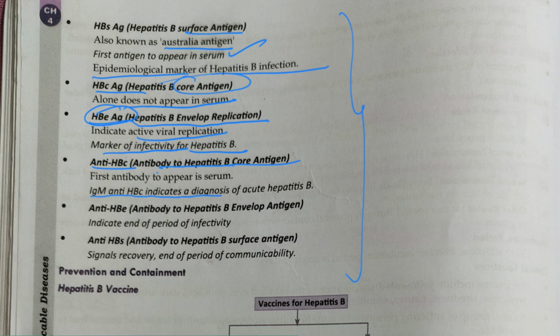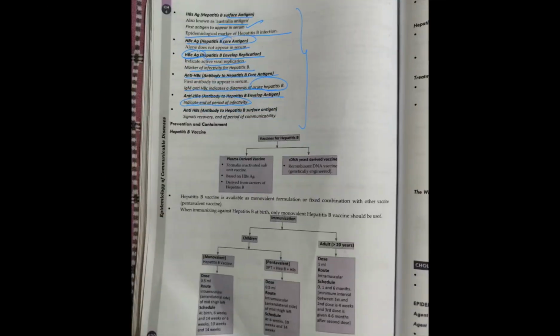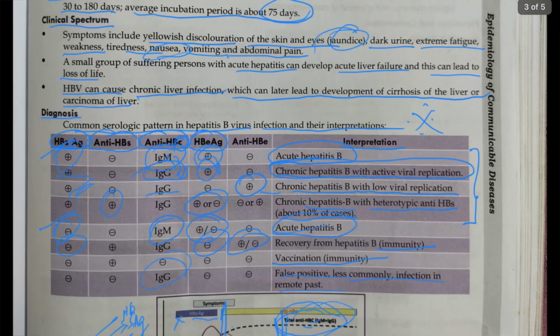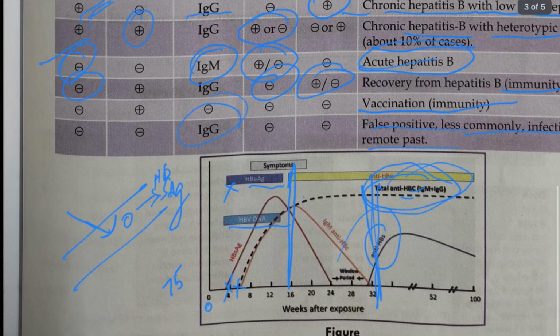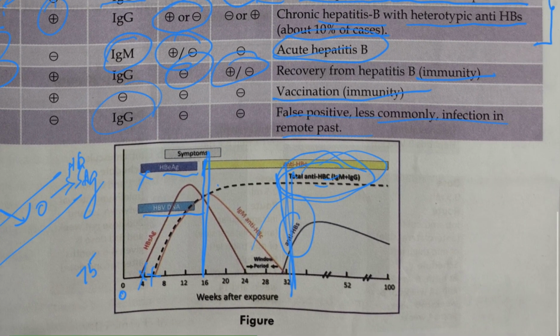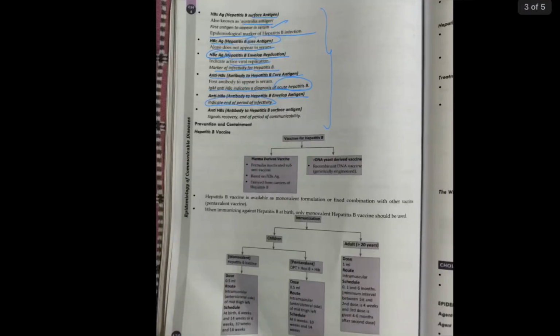IgM indicates a diagnosis of acute hepatitis B. Anti-HBe, antibody to envelope antigen, indicates end of period of infectivity. And when does this anti-HB appear? From here it appears.